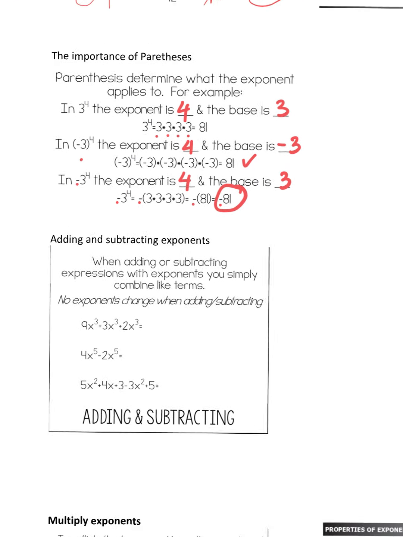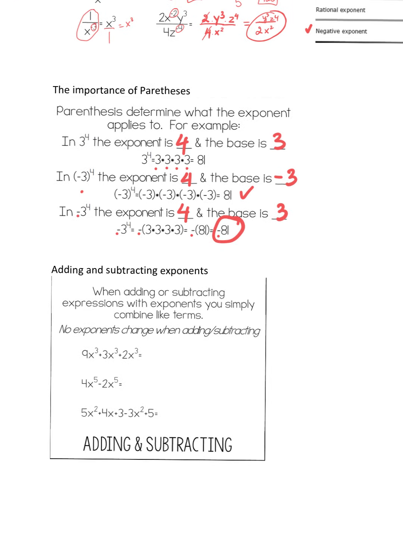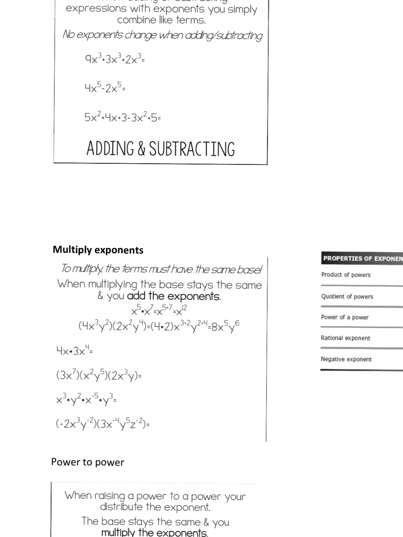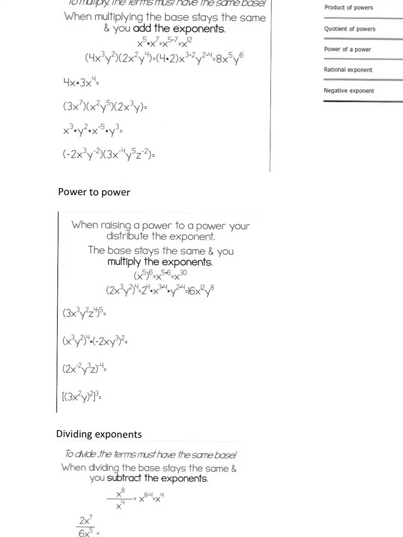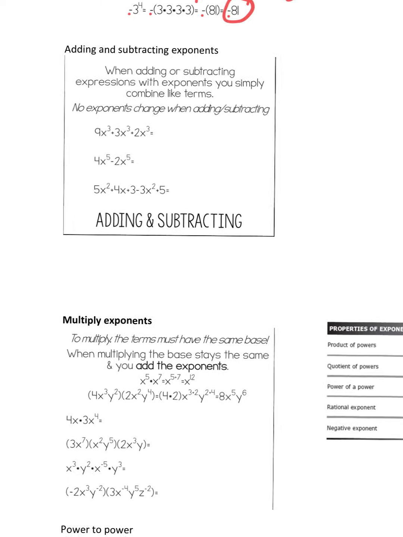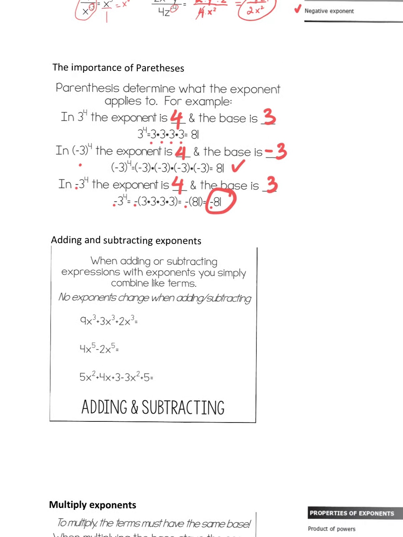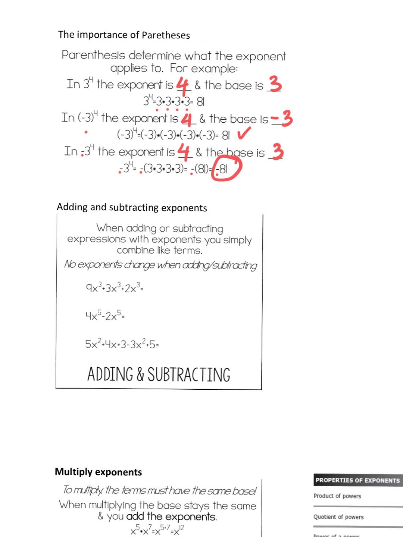Add and subtract exponents. Okay? So now we're going to simplify our work. We're going to add and subtract. We're going to multiply and divide exponents. And also we have exponent to exponent. All right, when we add or subtract, we're going to combine the like terms. No exponent change when adding or subtracting. Remember, combine the like terms.